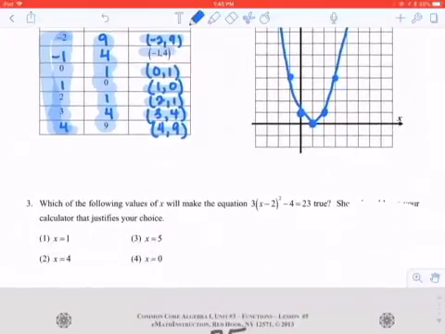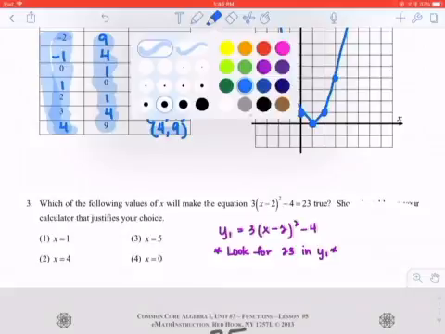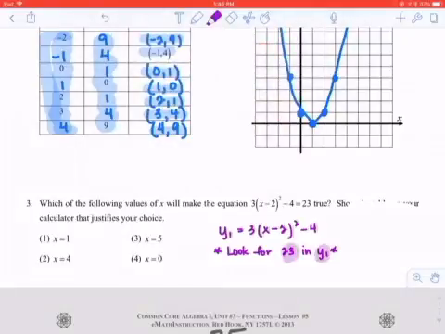Okay, and the last one, for which values of x will make the equation 3 times x minus 2 squared minus 4 equals 23 true? Show your work. I can't read what that says. All right, anyways, let's see what x value makes that true. Well, what you're going to do is type into y1 your function, and then go second graph to your table and look for 23 in the y1 column. So you're going to type y1 equals this, and then look for where y1 is 23, because you're replacing the 23 with y1 in your table.